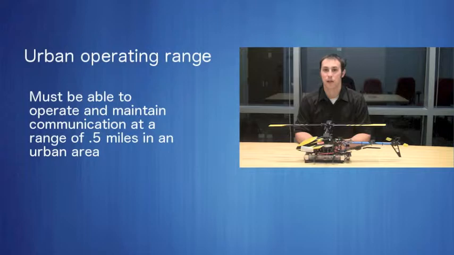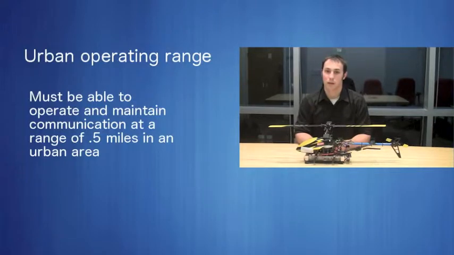The 10th and final engineering requirement is called urban operating range. Urban operating range means that we need to be able to wirelessly communicate between the helicopter and the user interface at a distance of 1/2 mile in an urban setting. We were unable to pass this engineering requirement because the wireless communication modules that we purchased were unable to communicate at that distance.